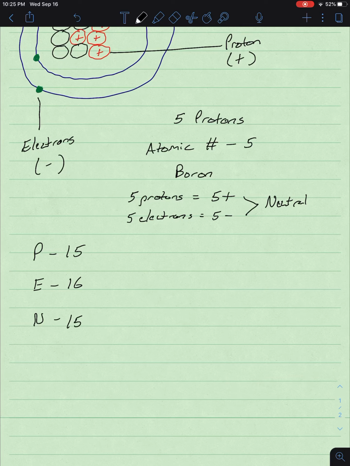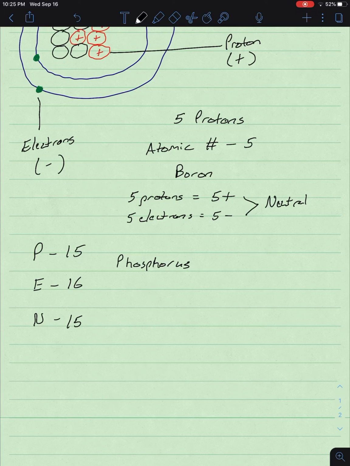The first thing I see is we have 15 protons. Which element would this be? You would look up the number 15 on the periodic table, and this would be phosphorus. Again, protons determine the atomic number, so you simply look up the atomic number on the periodic table, and this is a phosphorus atom. Now we want to know, is this neutral? Does it have a positive charge or a negative charge?